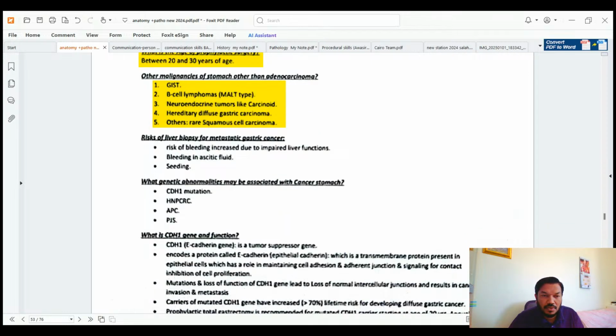What genetic abnormalities may be associated with cancer stomach? One is CDH1 mutation, HNPCC, APC, TP53. CDH1 mutation, APC.